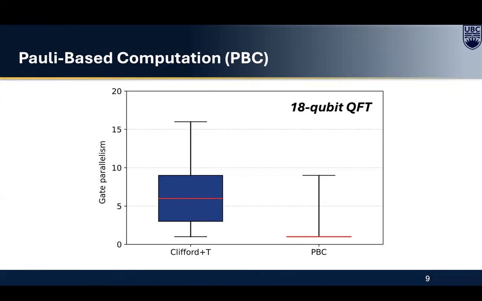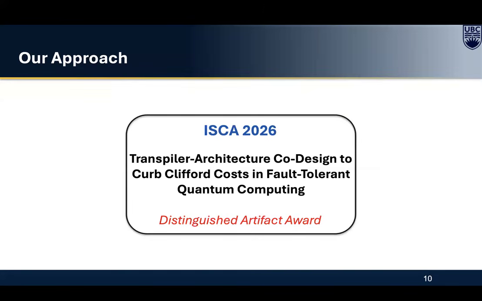So this is not ideal. This can actually hurt your overall runtime and can make your overall FTQC execution volume, the cost, even higher than the original Clifford plus T. So our approach, which was published in ISCA 2026, proposes a transpiler-architecture co-design to curb those Clifford costs in fault-tolerant quantum computing.